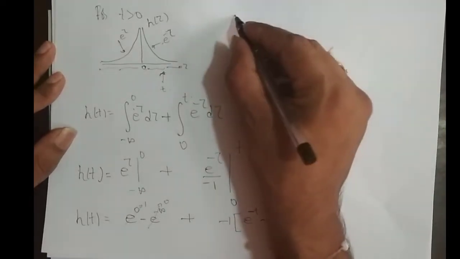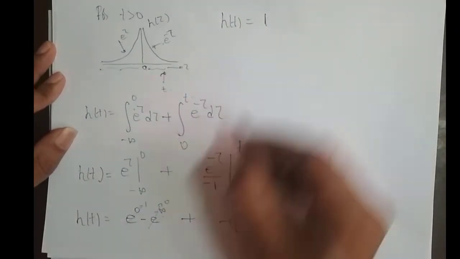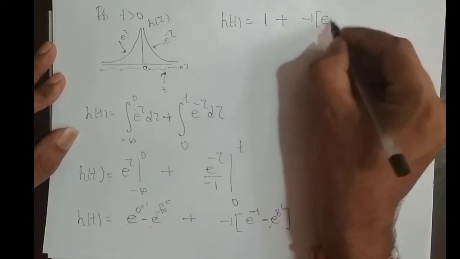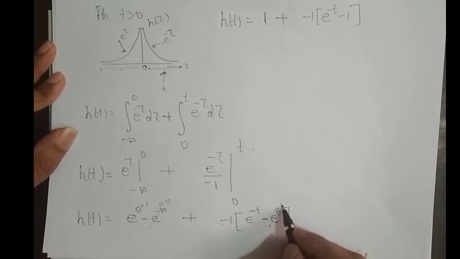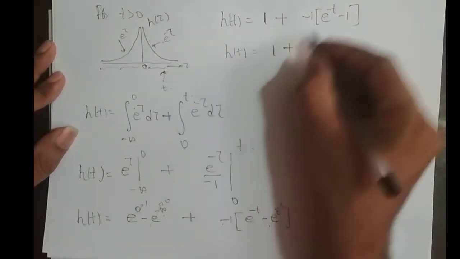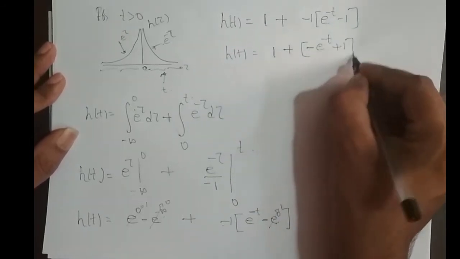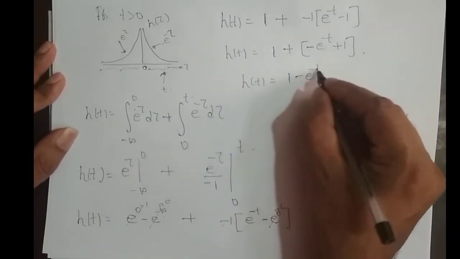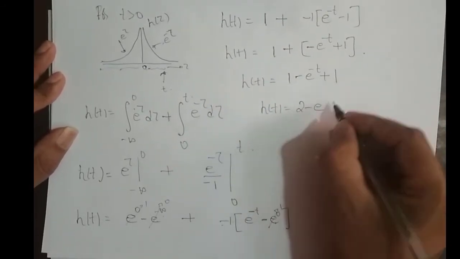So s of t is equal to, this is 1 minus 0, which is 1, plus, what do we have, minus 1 times e power minus t minus 1. e power 0 is 1. So s of t is equal to 1, plus I'll take this minus inside. What do we have? Minus e power minus t plus 1. So s of t is equal to 1 minus e power minus t plus 1. So s of t is equal to 1 plus 1 is 2 minus e power minus t.